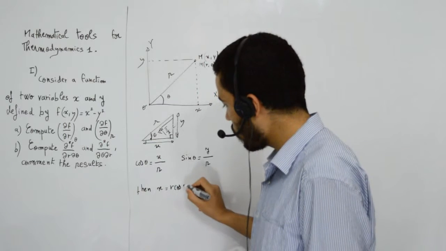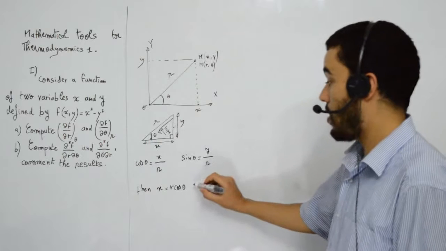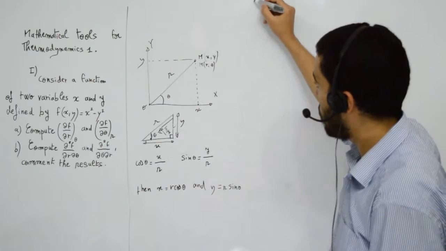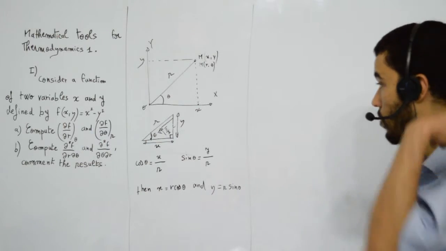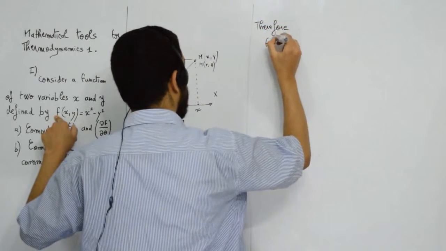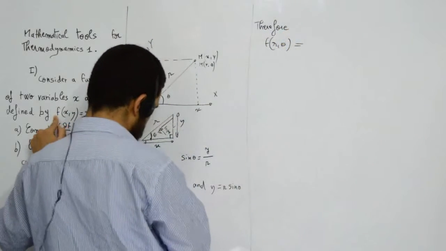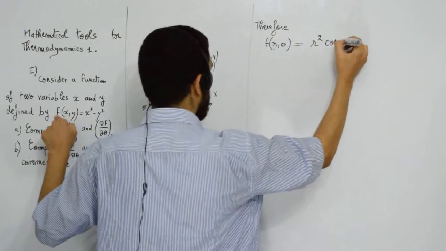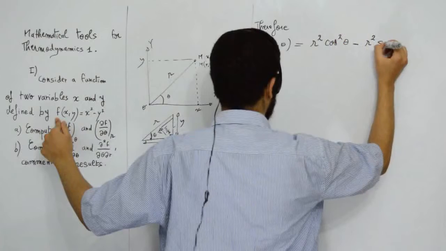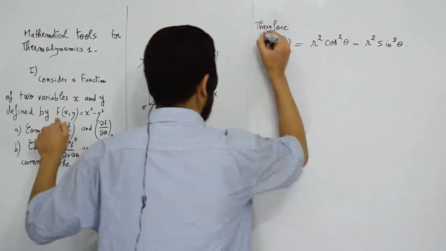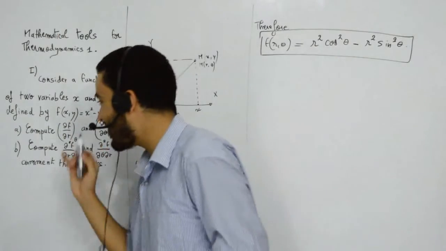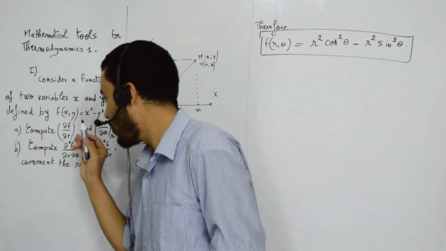Then x equals r cosine theta and y equals r sine theta. Therefore, f of r, theta equals r squared cosine squared theta minus r squared sine squared theta. So it is easy to compute partial f over partial r.